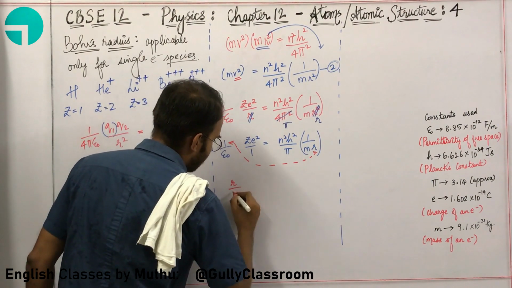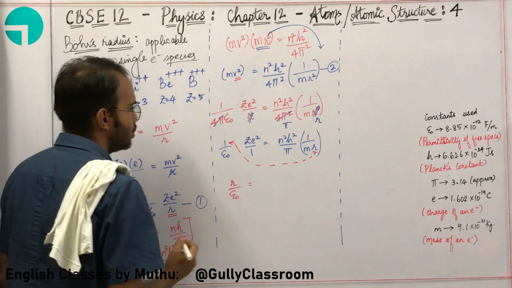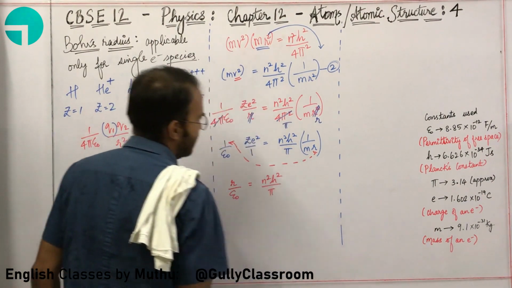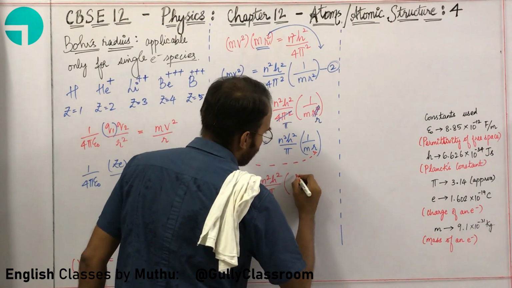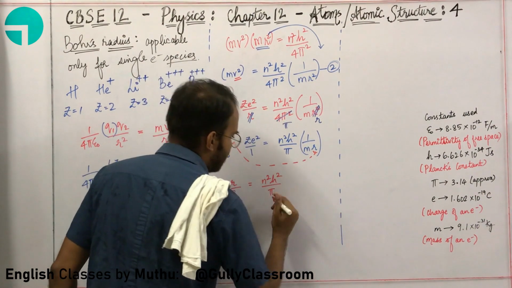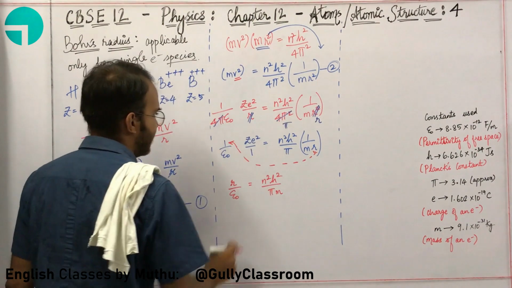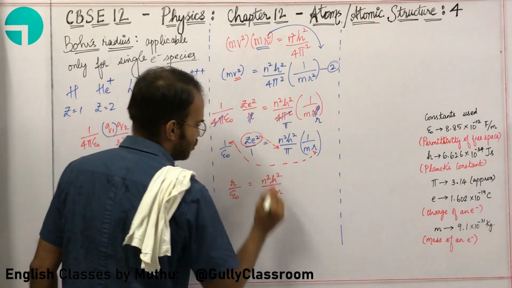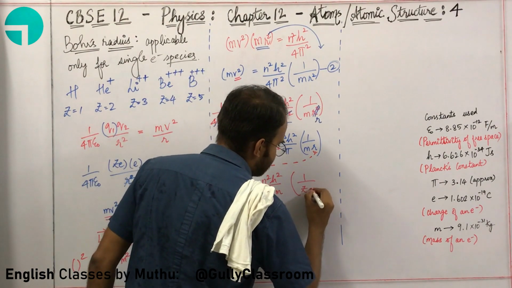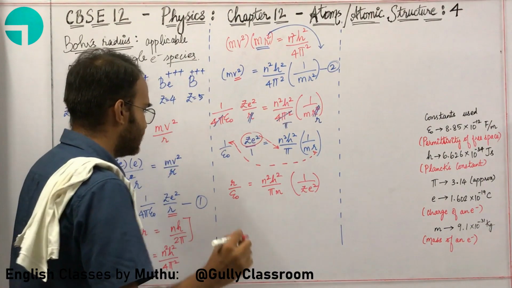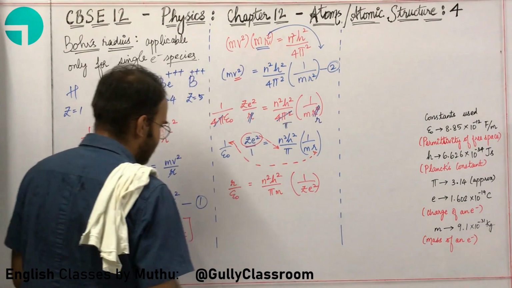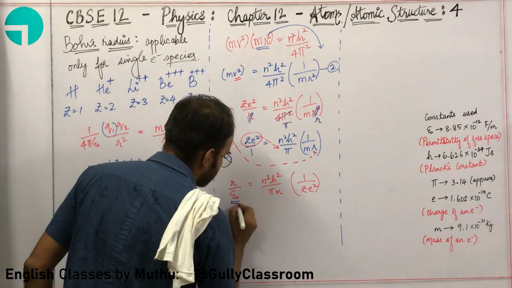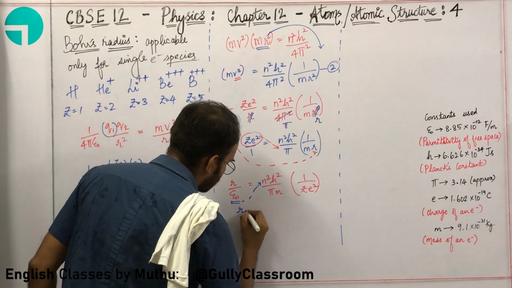So r divided by epsilon naught is equal to what next sir? N square h square divided by pi into, here there is only m. I am going to bring m over here. This ZE square, I am going to push it over to the bottom: 1 divided by ZE square. Are you getting this right? Okay sir. What next? Next I am going to bring this particular epsilon naught over here to the top.